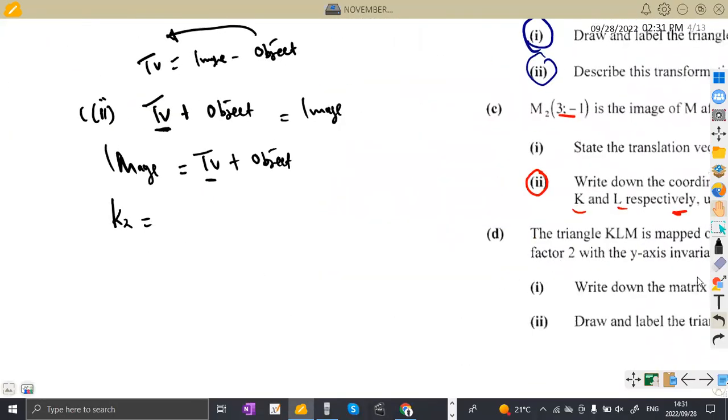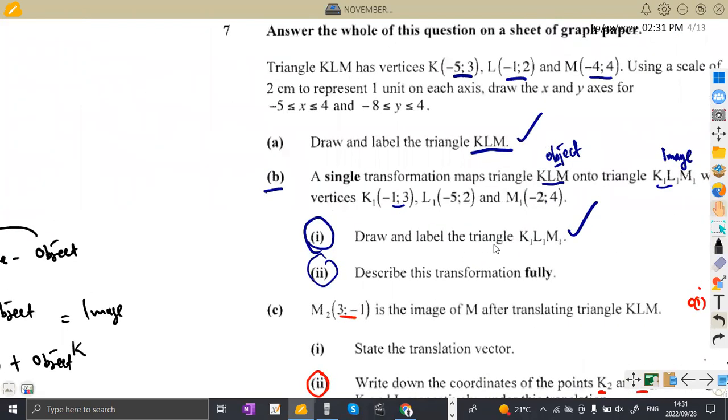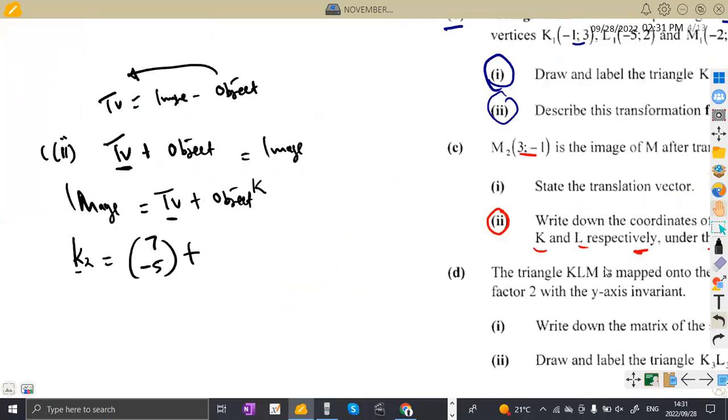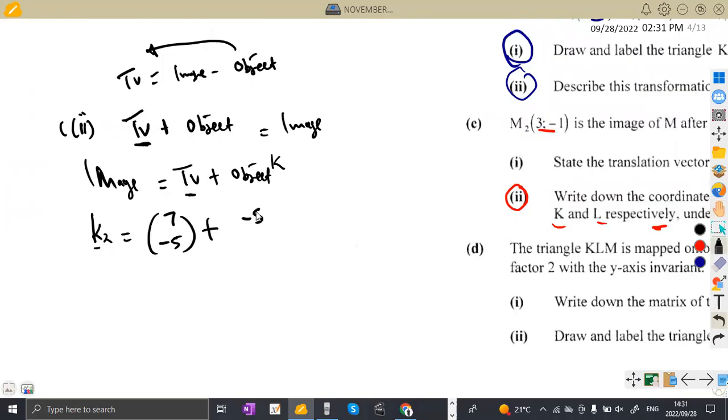All right, so it is going to be the translation vector (7, -5) plus the object. If you are dealing with K2, the object definitely is K at that moment. So we're going to add the coordinates of point K. Originally, our K was (-5, 3). That was (-5, 3). So we are going to add (-5, 3), like this. All right. The moment you add this, you are going to have the image, which is K2. So 7 plus -5 is 2, and -5 plus 3 is -2.